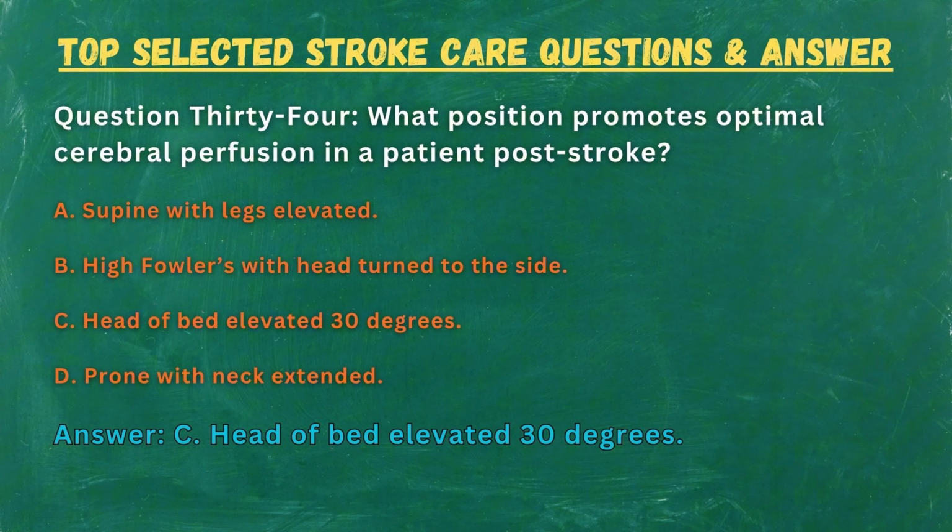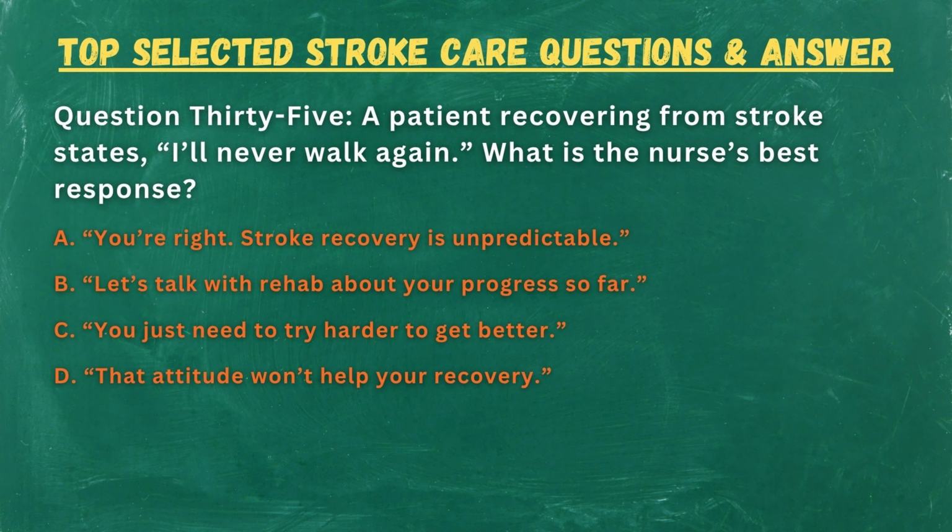Answer: C. Head of bed elevated 30 degrees. Question 35. A patient recovering from stroke states, "I'll never walk again." What is the nurse's best response? A. You're right. Stroke recovery is unpredictable. B. Let's talk with Rehab about your progress so far. C. You just need to try harder to get better. D. That attitude won't help your recovery.